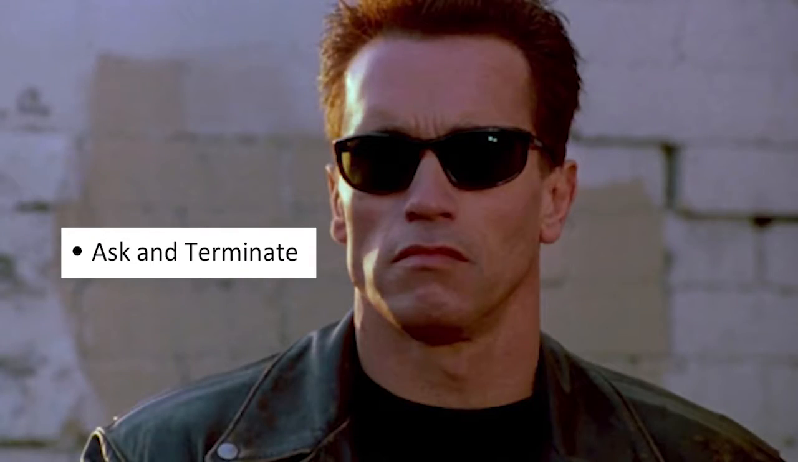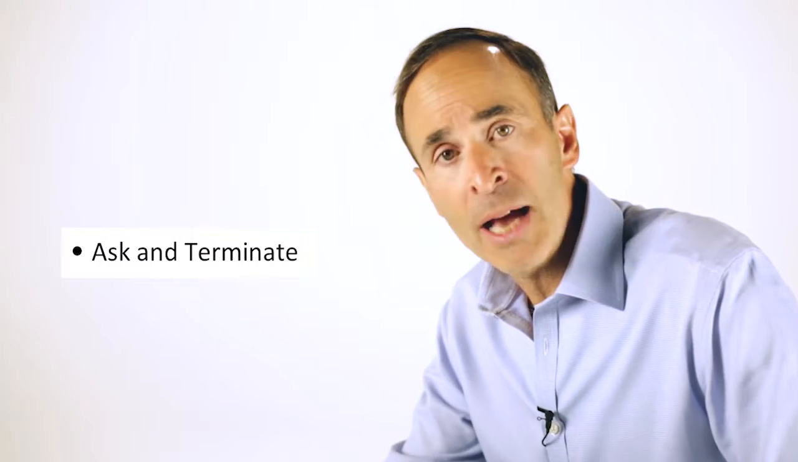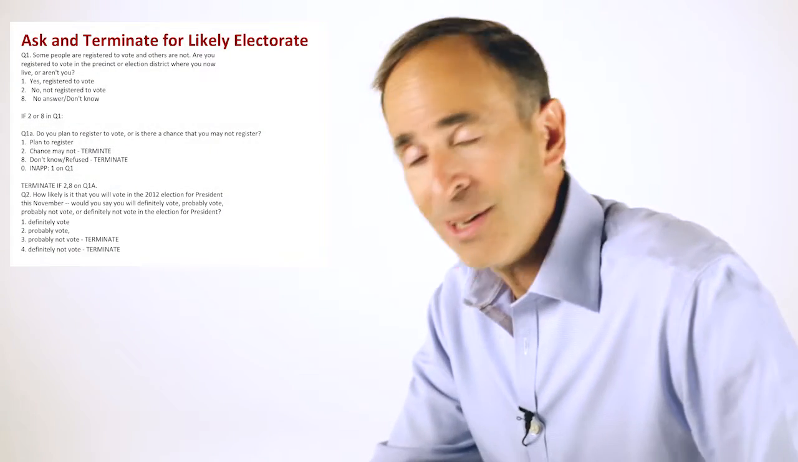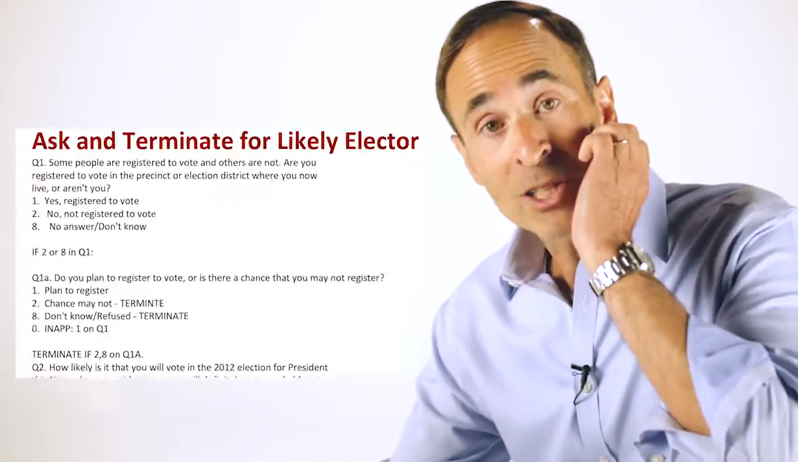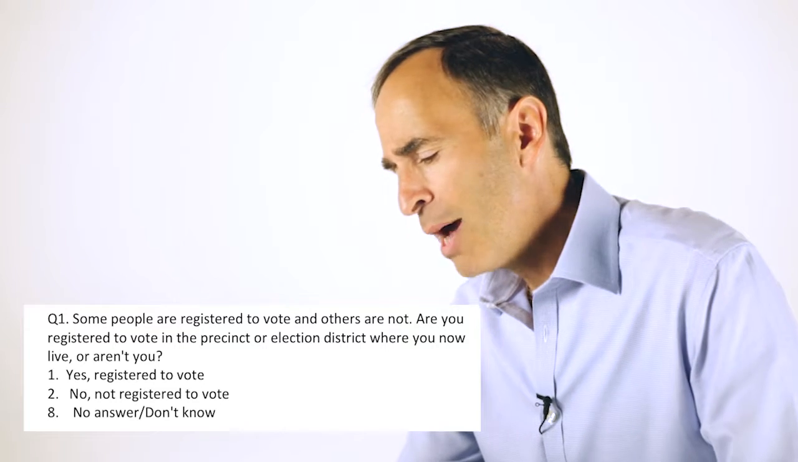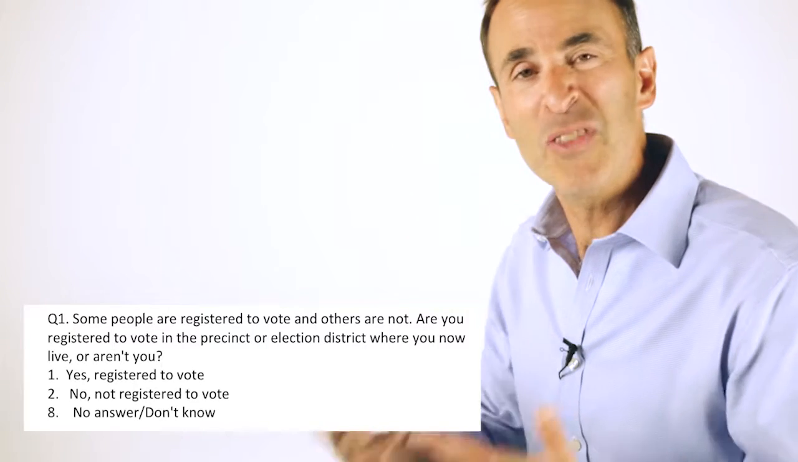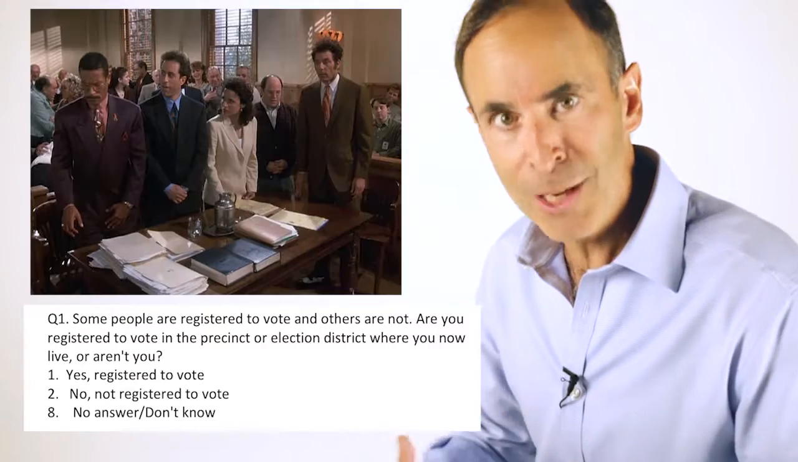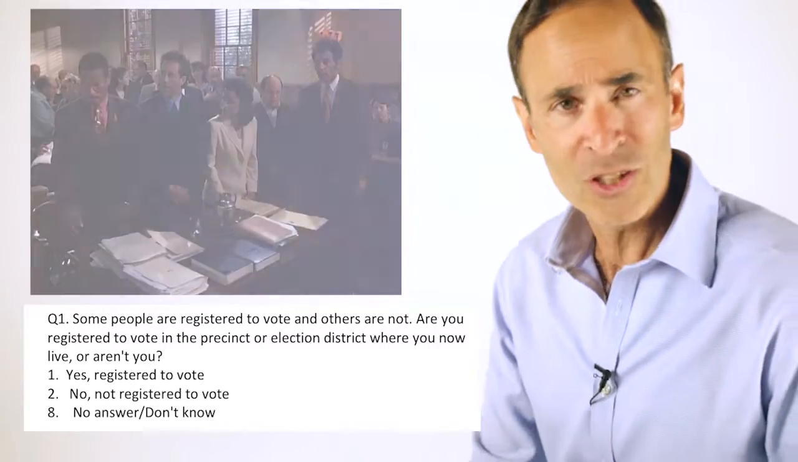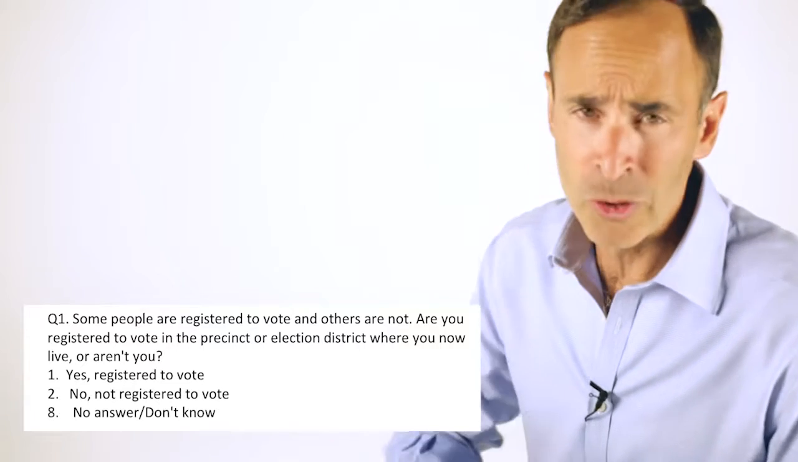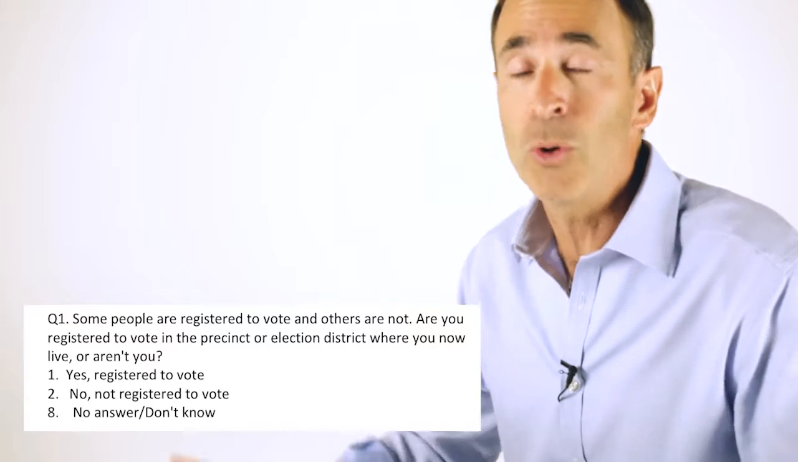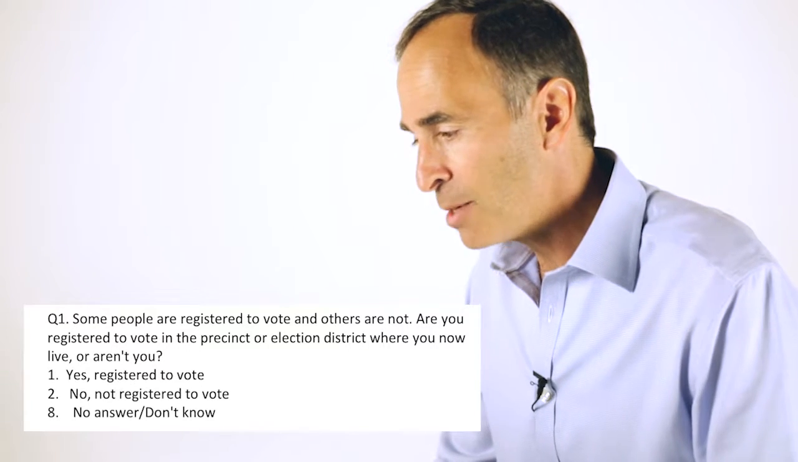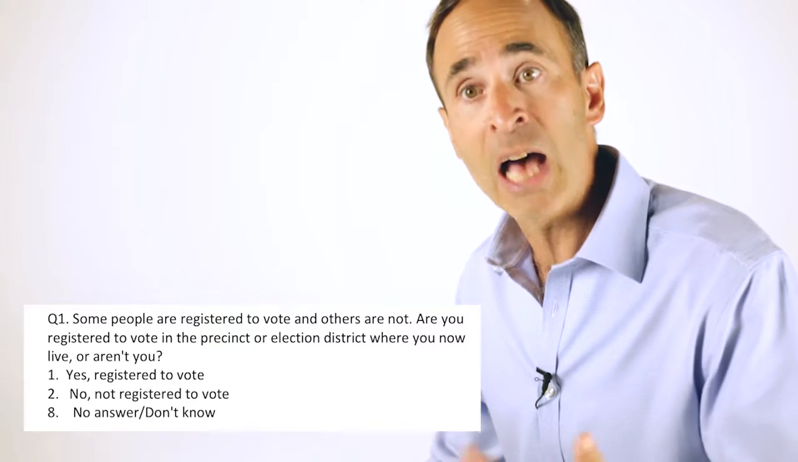And again, that sounds awfully dramatic, but typically ask and terminate comprises a couple of questions. You get somebody on the phone, or if you're doing the survey online, you get a respondent, and the first thing you do is ask them whether they're registered to vote. You try to phrase it in a way that makes it possible for them to say no without feeling so guilty. So here's a question that's often used: some people are registered to vote and others are not. Doesn't make you a bad person if you're not registered to vote. Of course, they don't actually say that, but you're trying to make it less socially desirable to say that you were registered.